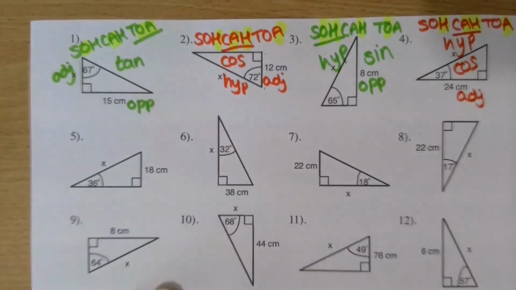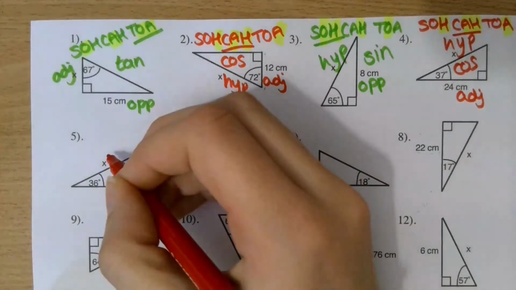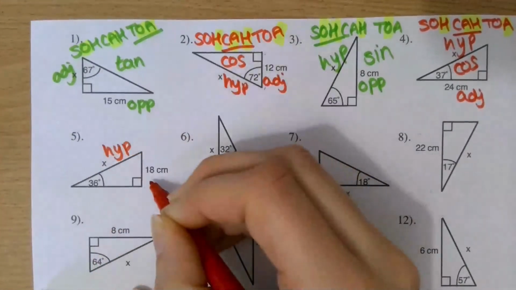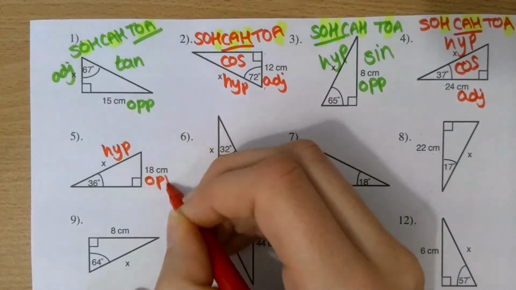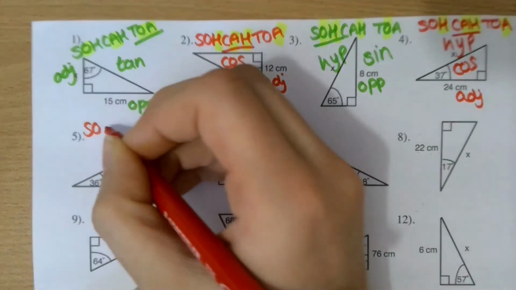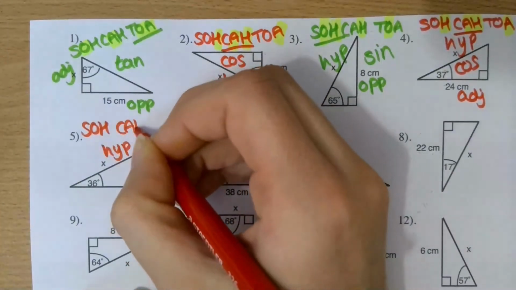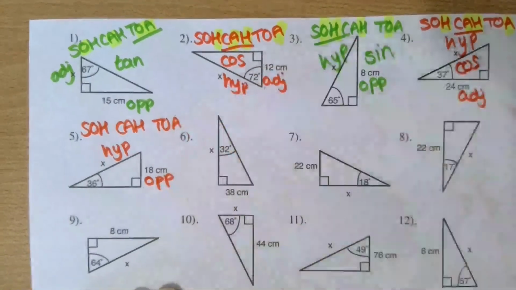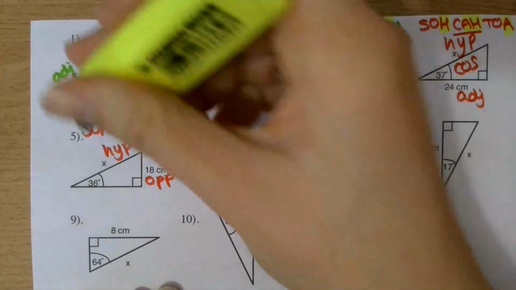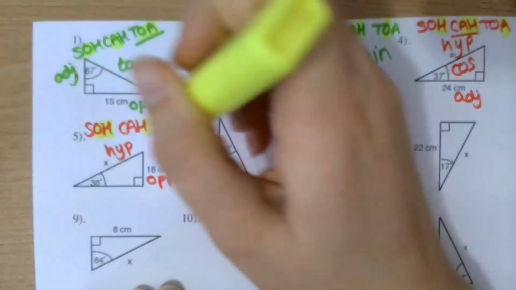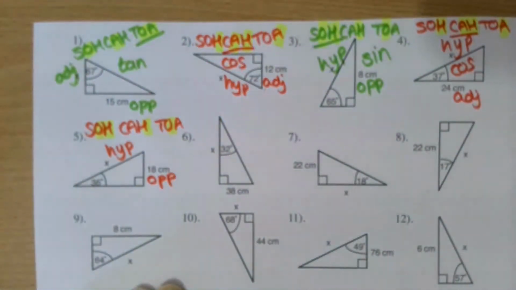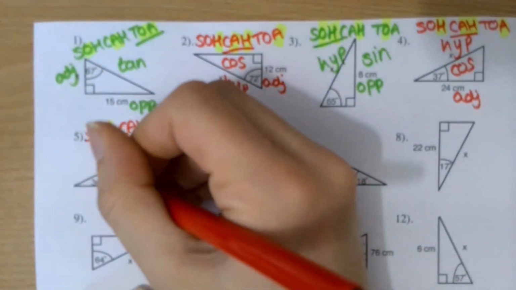Number 5 down here, x is the hypotenuse and 18 centimetres is opposite the angle of 36 degrees. So when I write out my SOHCAHTOA, hypotenuse, opposite, I'm going to use sine.